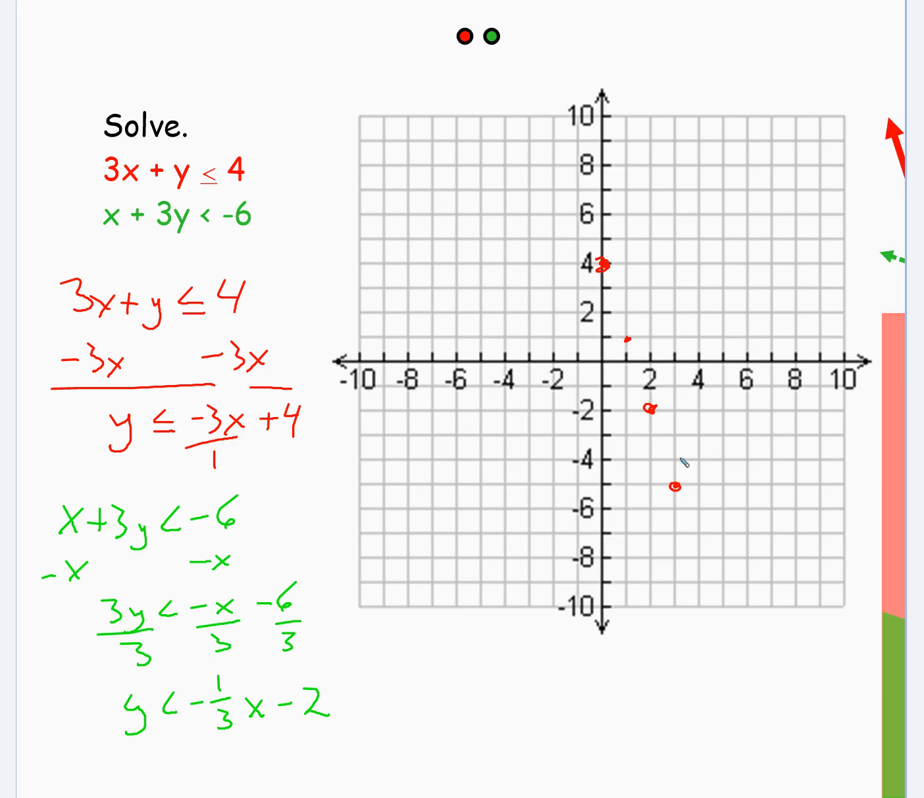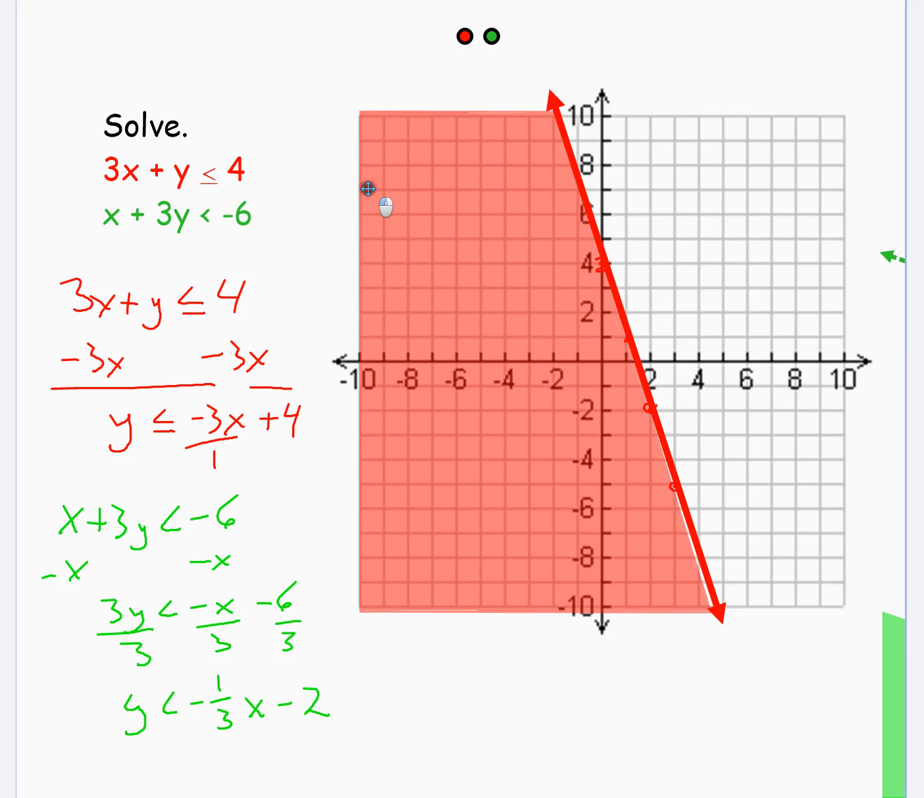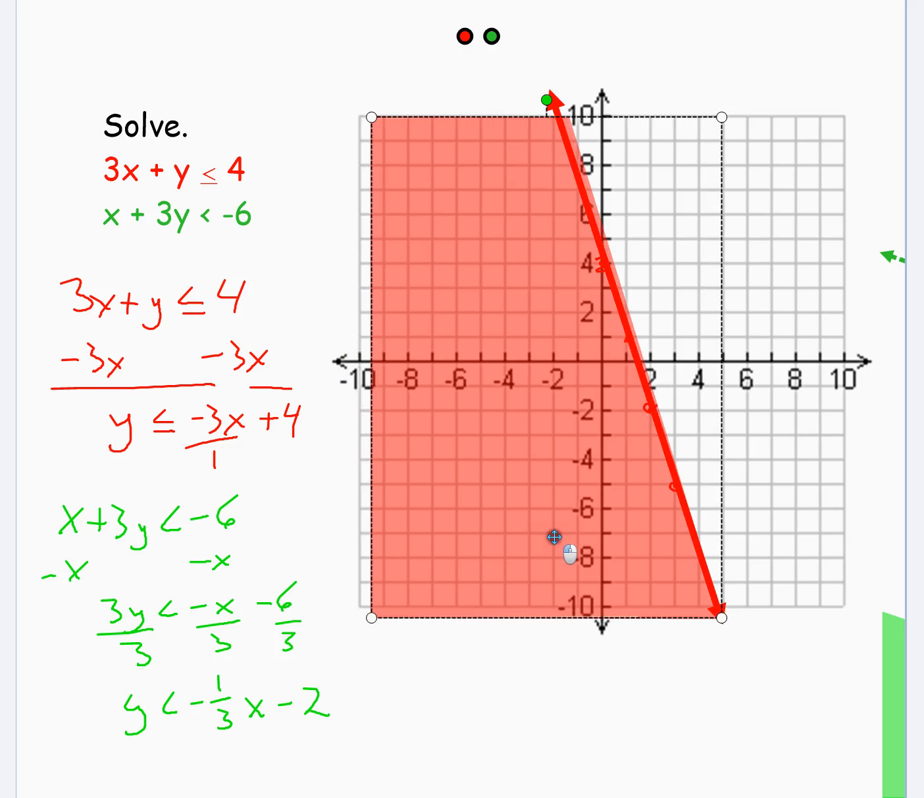When we graph this, we want to use a solid line because it's got the or equal to. So I have the line right here. We'll graph that, and we have negative 3x plus 4, and then I want to shade. So here's our shading. It's a less than, so we want to shade below, and that's what that would look like.